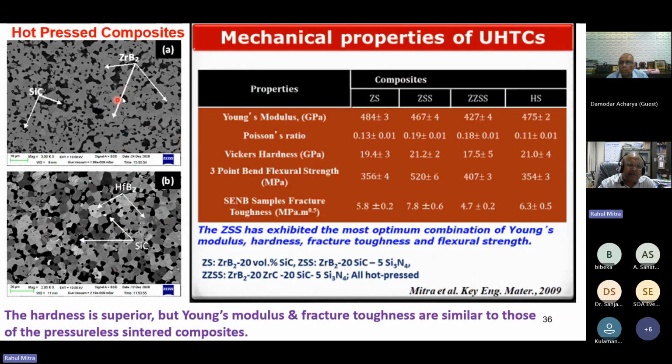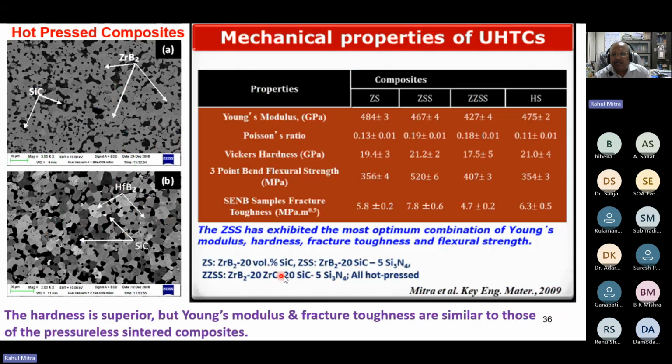Now these are hot pressed ZrB2 composites, and we have also worked with zirconium diboride, silicon carbide, silicon nitride composite, and zirconium diboride, zirconium carbide, silicon nitride. Now these composites showed better ablation resistance. What you see, the fracture toughness, high temperature strength, everything was the best for the zirconium diboride, silicon carbide, silicon nitride composite. But we found that the high temperature creep resistance of this composite was not good. So that's why we focused on the zirconium diboride, silicon carbide composite.